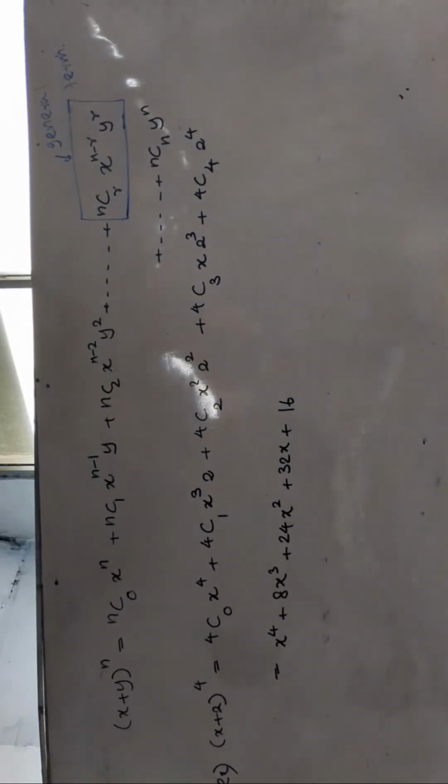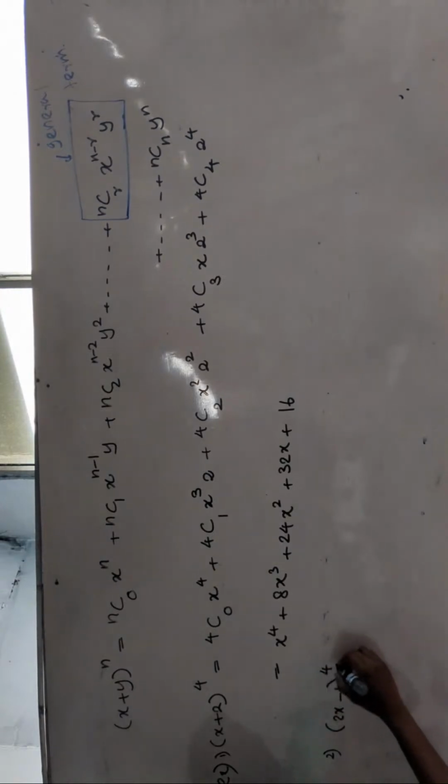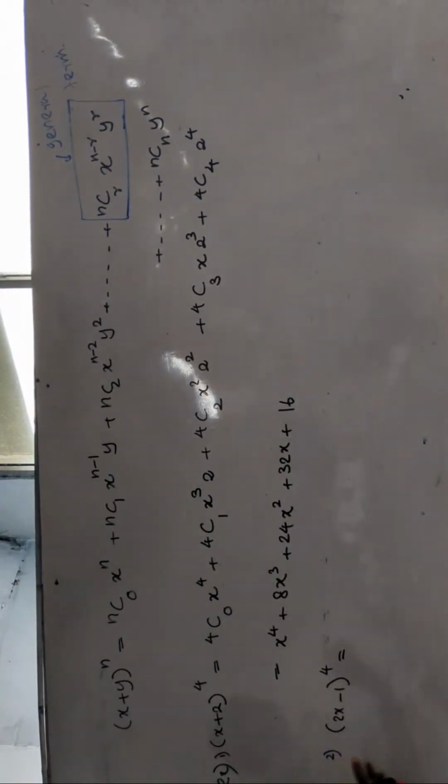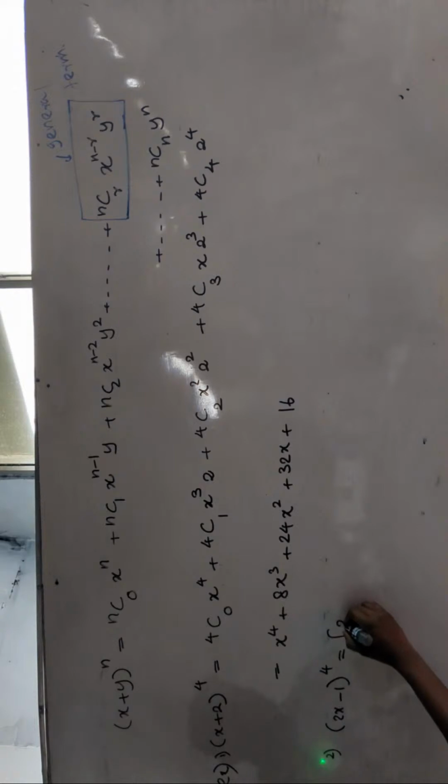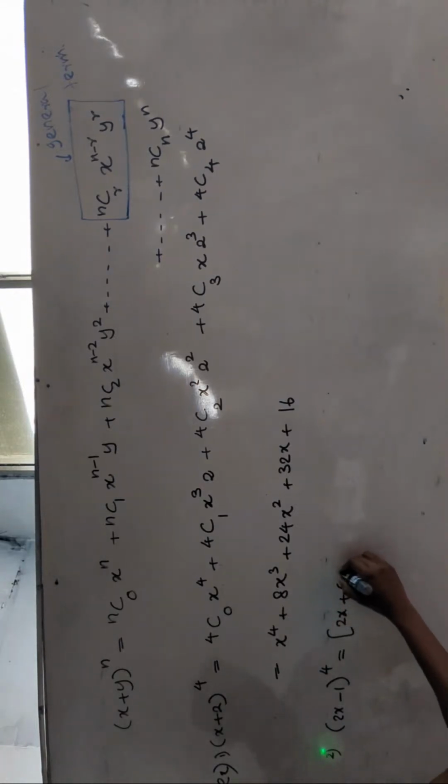Now the next thing is, if there's a negative number, just look at this one. Now I'm going to expand this one: 2x minus 1 to the power of 4. Keep in mind that if there's a negative number, we can rewrite it in this form, positive, minus 1.